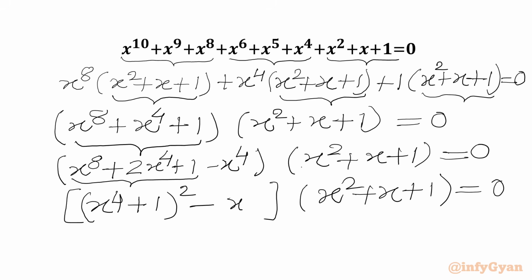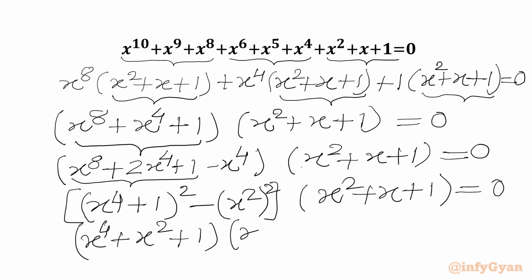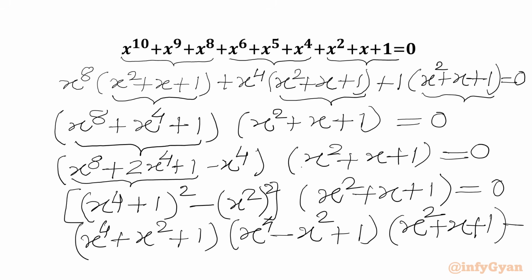Now we can write x power 4 as x square whole square. So I will write here x square whole square. Now we will apply the difference of two squares formula and we will write x power 4 plus x square plus 1 times x power 4 minus x square plus 1 times x square plus x plus 1 equal to 0.